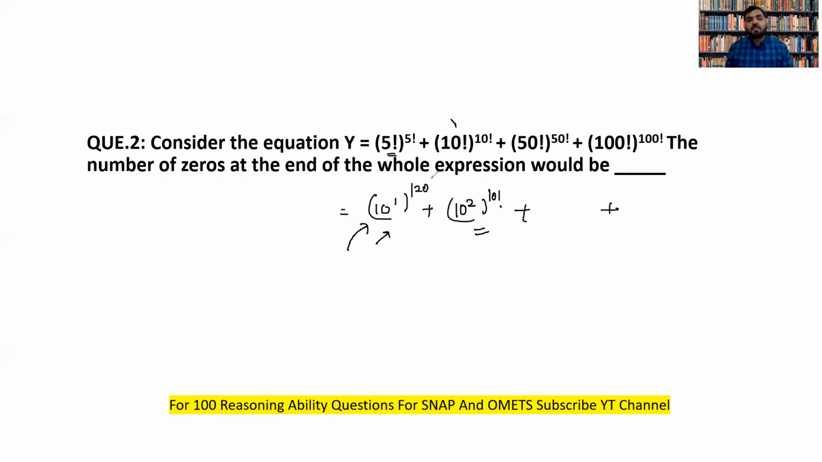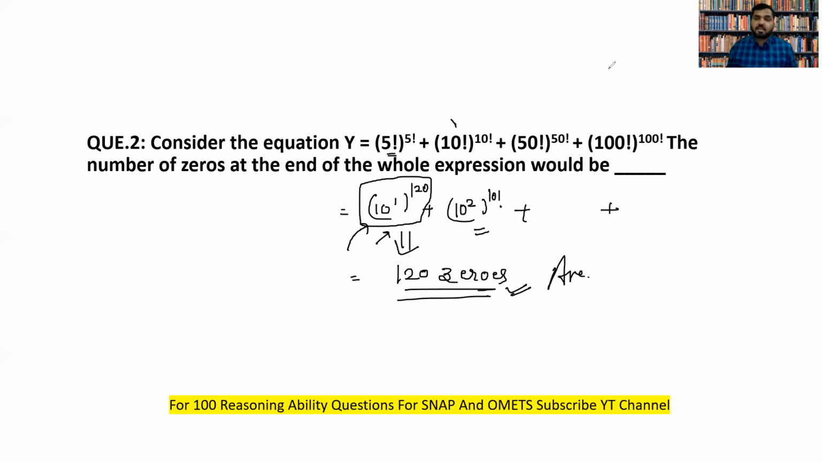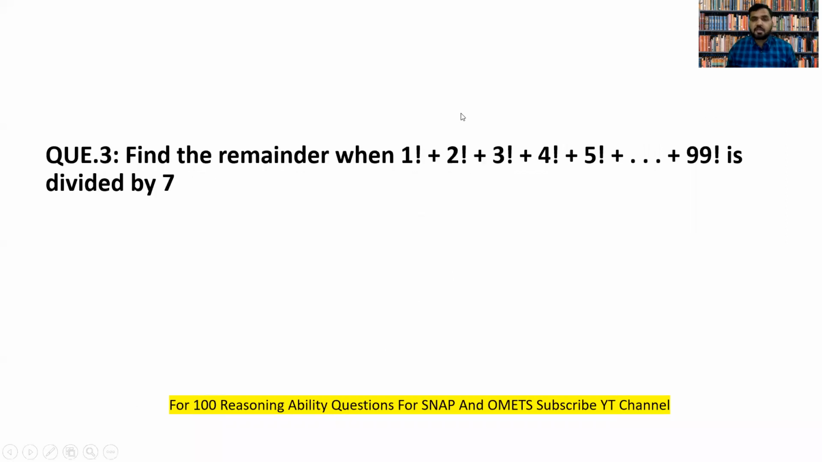And the number with the least number of zeros in this whole summation is my first number. So therefore, the number of zeros in the summation of these four terms will be the same as the number of zeros here. How many zeros does this number have? This number has 120 zeros. So that's it. This is my correct answer. The number of zeros in this whole expression will be 120, and that's the correct answer to the question, guys, right? Now, let's move on to question number 3.